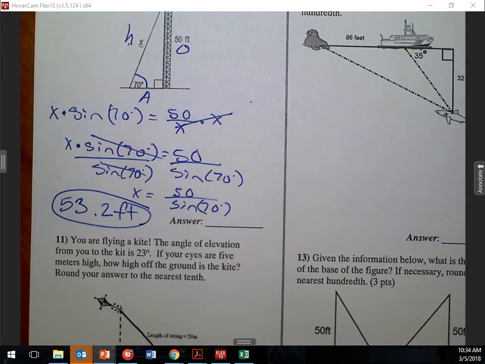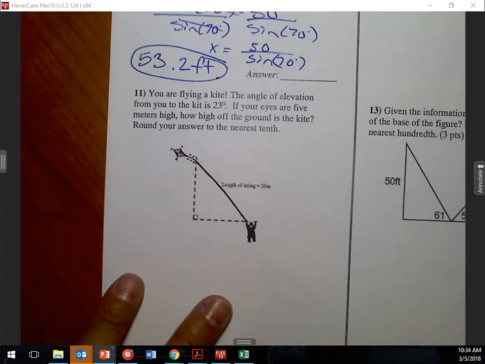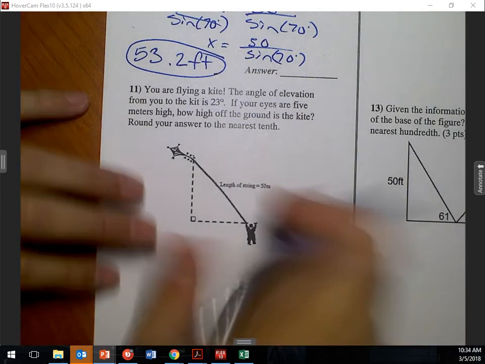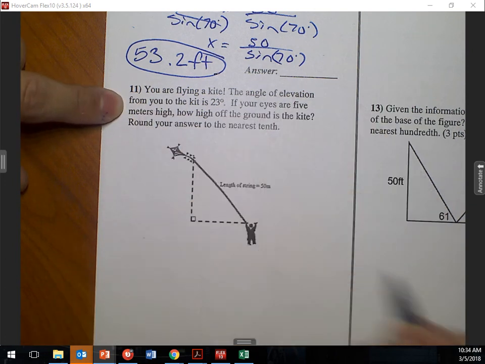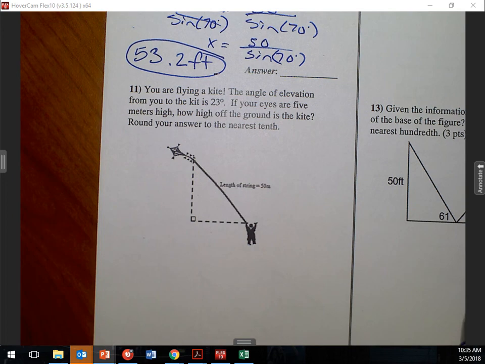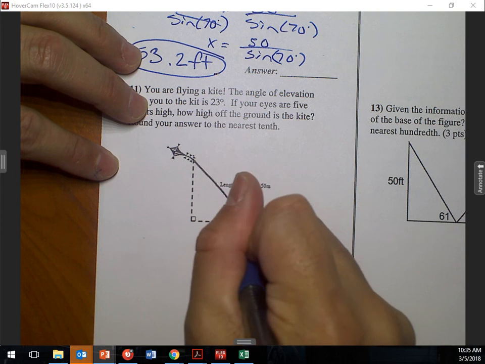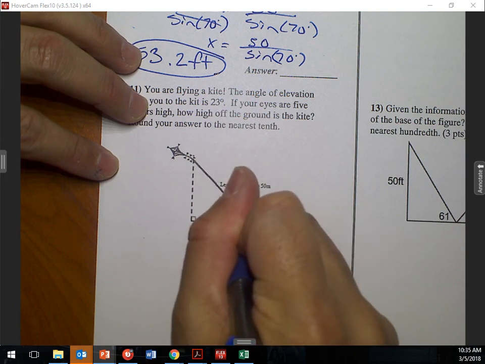All right, let's take a look at 11. This problem was one of your practice problems here. Flying a kite, angle of elevation. So angle of elevation is from where to where? If you elevate, you go up. So it's from the bottom up, right? Angle of elevation. So it's going to be here. That's going to be 23 degrees.